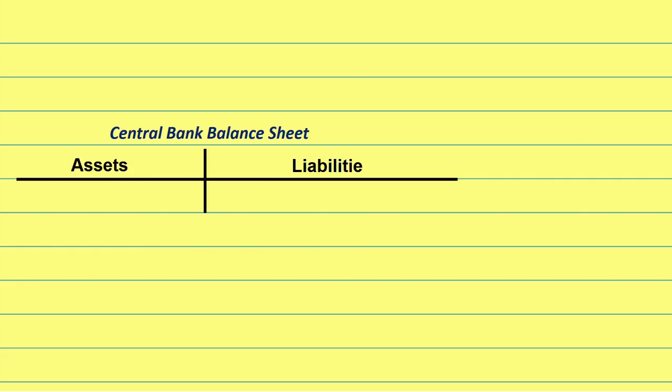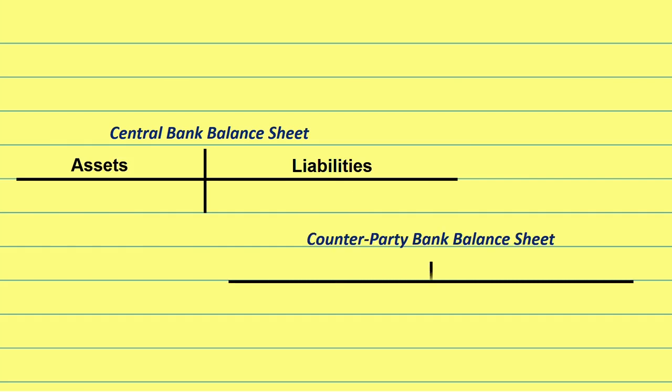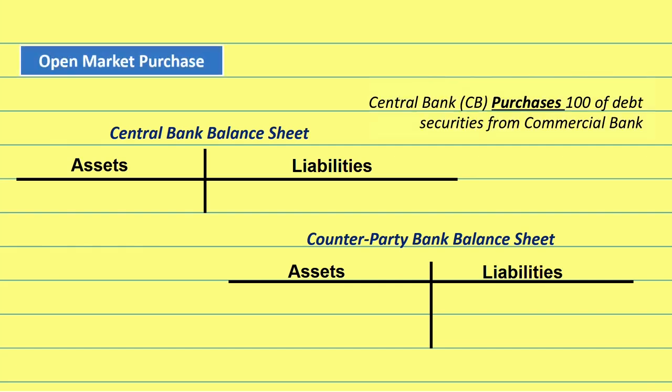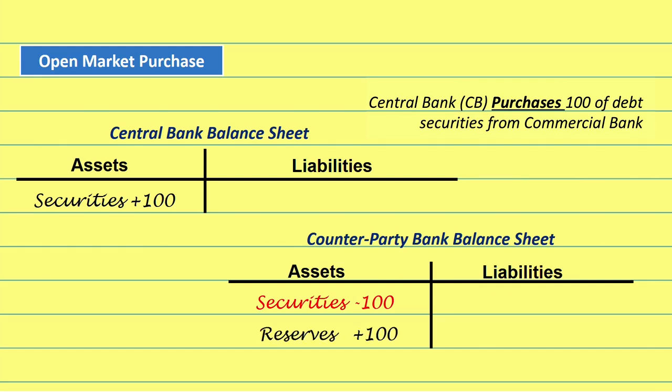First, draw a T account representing the central bank balance sheet. Then, draw a T account for a commercial bank that will act as a counterparty to the transaction. Consider a hypothetical example: a central bank open market purchase of 100 worth of debt securities from a commercial bank. The central bank adds 100 in securities to its portfolio. The counterparty bank must also credit its assets by the same 100 worth of securities that they sell. The central bank makes payment using its reserve account. The central bank adds 100 to the reserve accounts of the counterparty bank. This increases central bank liabilities.